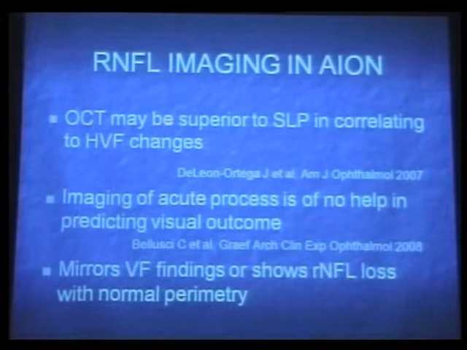Most people think that the OCT is superior to scanning laser polarimetry in looking for visual field changes and correlating them. But in the imaging process, I haven't found it to be helpful in predicting visual outcome. In other words, if someone has an acute ischemic optic neuropathy, I don't even do these images anymore, because it won't tell me if it's going to progress, it won't tell me if they're going to get better, etc. And I think it just mirrors the visual field loss after the disc swelling has gone down, so I don't even use this in ischemic optic neuropathy anymore.